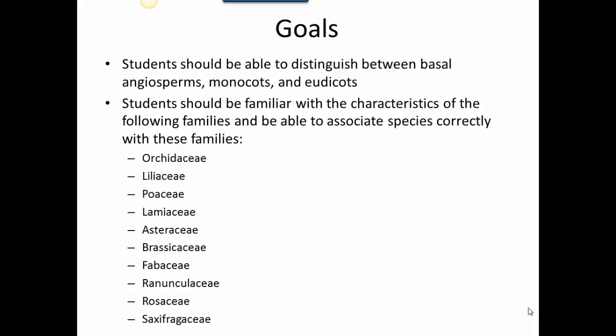Additionally, you should be familiar with the characteristics of all of the families listed here, and you should be able to associate a species that you find in the field correctly with one of these families, if that species is in one of these families. So we're going to start by taking sort of a big picture look at the diversity within angiosperms, and then we're going to hone in and look at just these 10 families.